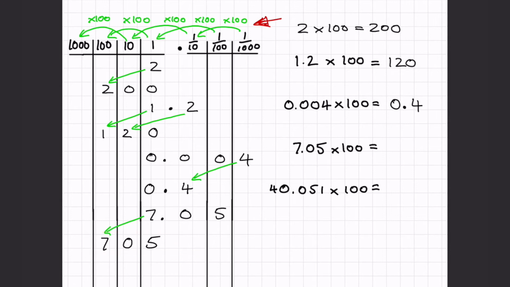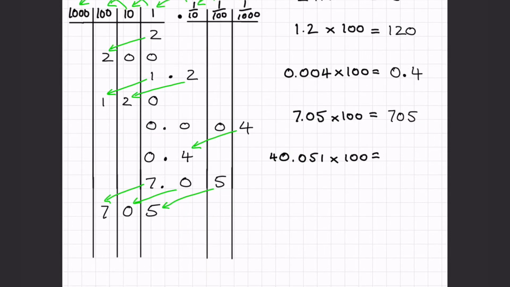And if we look, the 0 has moved from the tenths column 2 columns into the tens column. And the 5 has moved from the hundredths column into the units column. So the answer there is 705. 40.051.